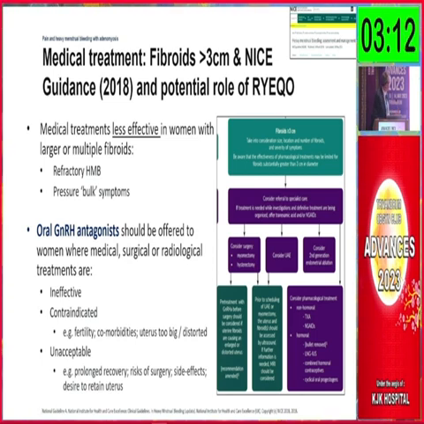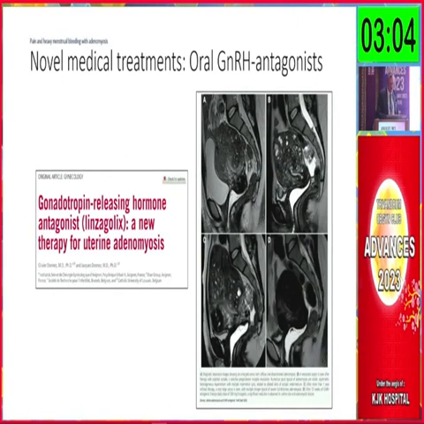In women with bigger fibroids, multiple fibroids, this is the area where these oral GnRH antagonists are going to be useful. But what about adenomyosis? Well, we're not licensed to use it for that, but I did manage to find a couple of studies, one from Jacques Donnet, looking at Menstural as a therapy for adenomyosis.